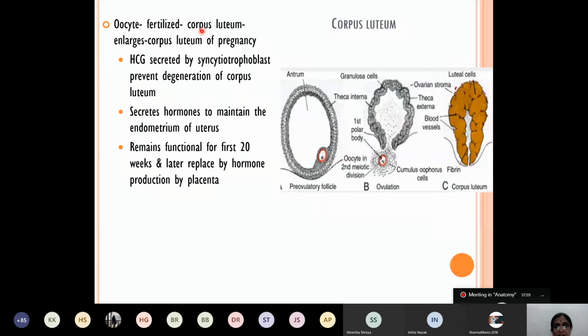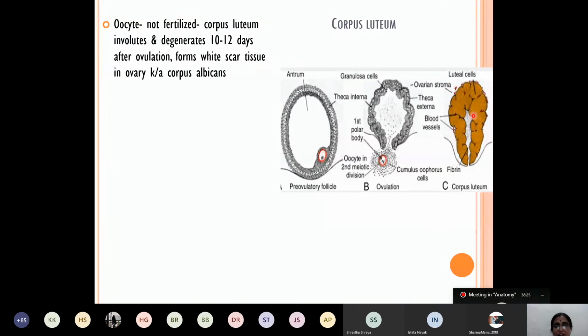And if there is fertilization, that is known as corpus luteum of pregnancy, and in that corpus luteum of pregnancy, the corpus luteum will persist for 20 weeks. The maintenance of the corpus luteum of pregnancy is done by human chorionic gonadotropin hormone secreted by syncytial trophoblast. This in turn secretes the hormone which maintains the endometrium of the uterus, thus maintaining the pregnancy. Later on it is replaced by the placenta. But if the oocyte is not fertilized, then it regresses after about 10 to 12 days, and it forms a white scar in the ovary, and that is known as the corpus albicans.